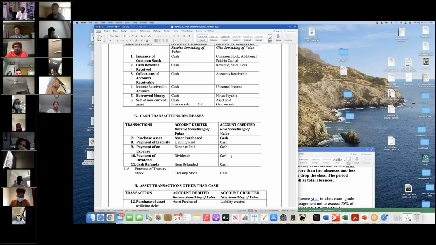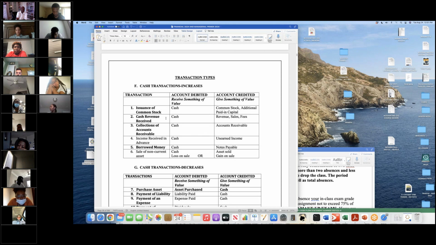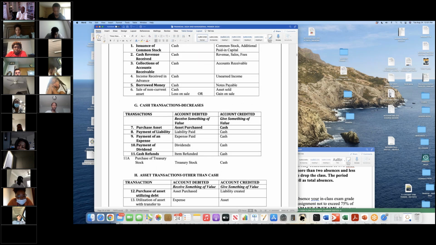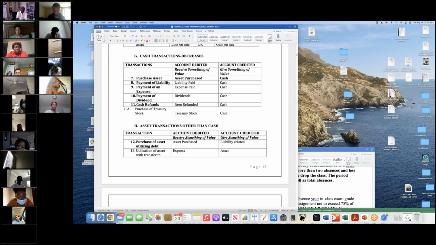When we get to 7 through 11, you paid cash out. Okay, so cash is credited. So you gave up cash, and you either purchased an asset, or you paid a liability, or you paid an expense, or you paid a dividend, and dividends are what the owners of the business get for their investment in stock. You could have done a refund. So once again, when you look at these transactions, either cash came in, you debit cash. It's a 1 through 6. Cash paid out, you credit cash. It's 7 through 11. 12, you purchase an asset using debt. That means you use your credit card rather than your debit card.